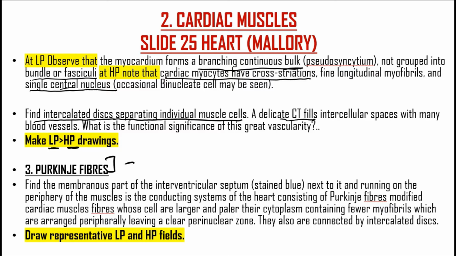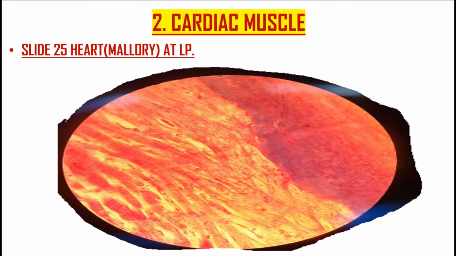Purkinje fibers are what we call specialized muscle fibers that are able to conduct current, the conducting system. So they are able to carry action potentials to all the parts of the heart, especially the ventricles. Okay, so draw at low power and at high power. So this is cardiac muscle at low power. What you see here, this is cardiac muscle, and then it becomes branched.